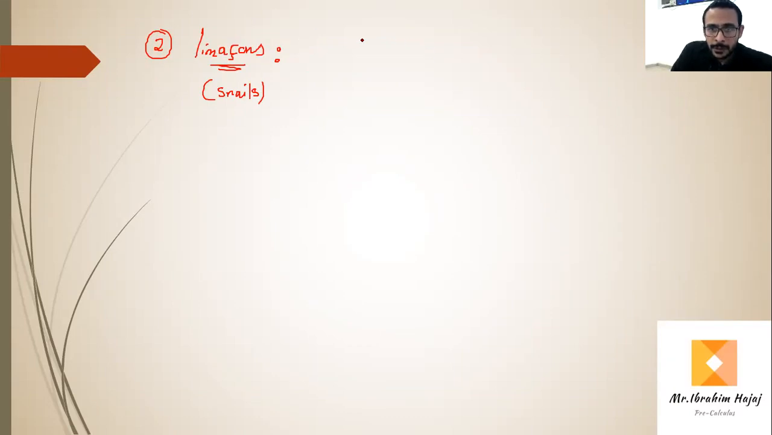This polar equation, written in this form, r equals either a plus or minus b sine theta, or r equals a plus or minus b cosine theta.